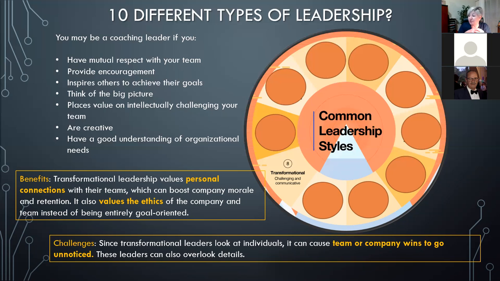So since transformational leaders look at individuals, it can cause team or company wins to go unnoticed. These leaders also overlook details. Okay. So if you function purely in transformational leadership, you could be very similar to the coach, just too much one-on-one time, too much that you need to balance it. Whereas this one focuses a lot more on the team, whereas the coach focuses much more on the individual. All right.